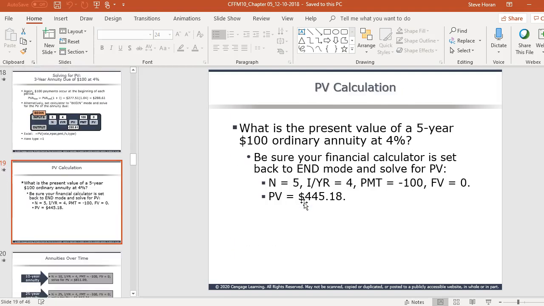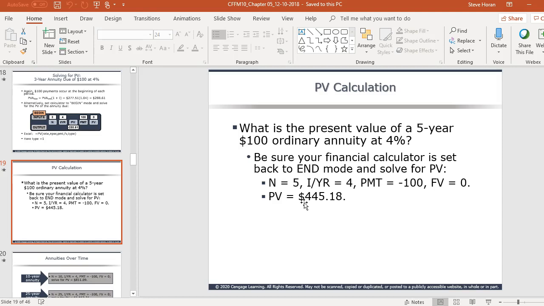Okay, so now we're doing another calculation here. What's the present value of a 5-year ordinary annuity of $100 at 4%? And the key here is, if I'm using a financial calculator, I have to get it off the begin mode. I have to make sure I physically hit the end key, or else I'll have the wrong answer. So if you're using a financial calculator, just really be careful about begin versus end mode.